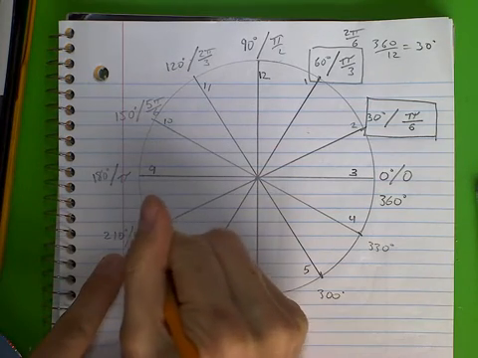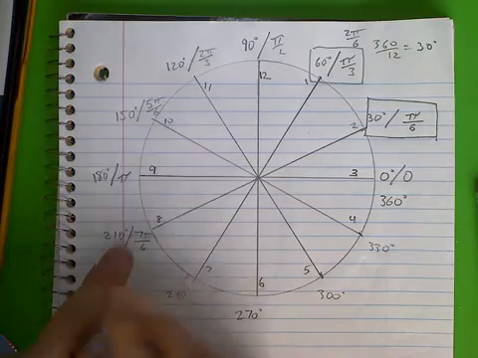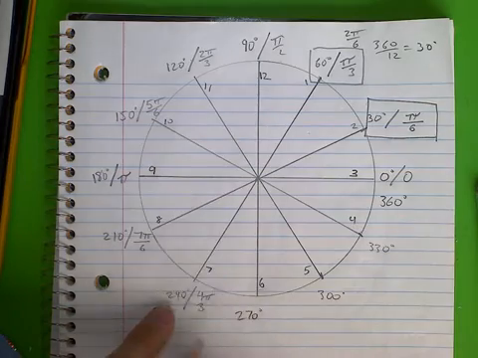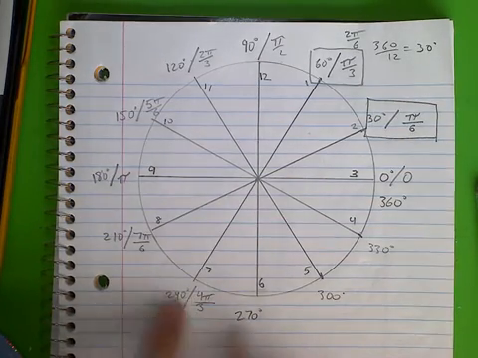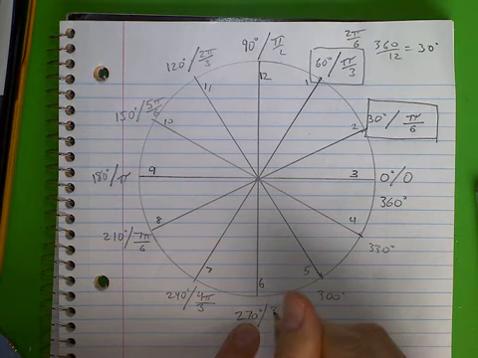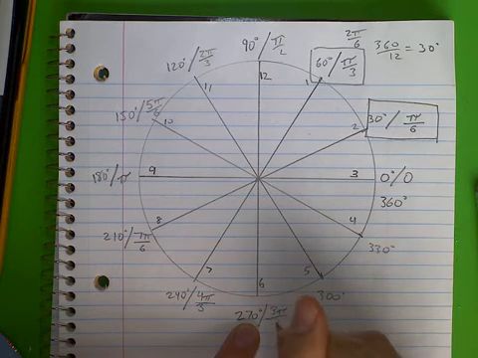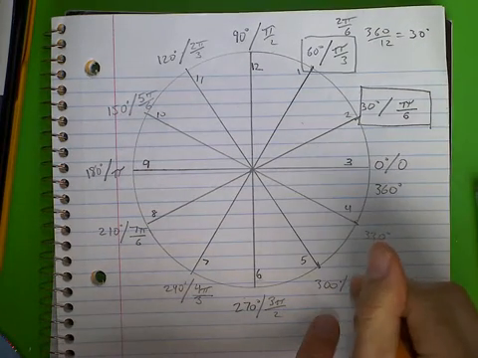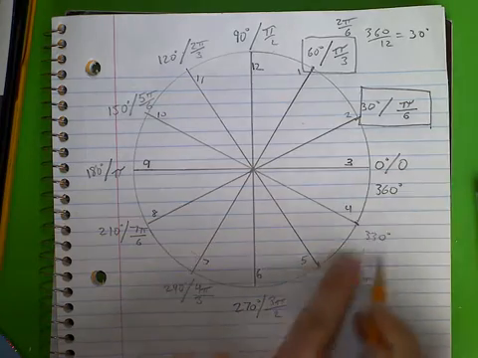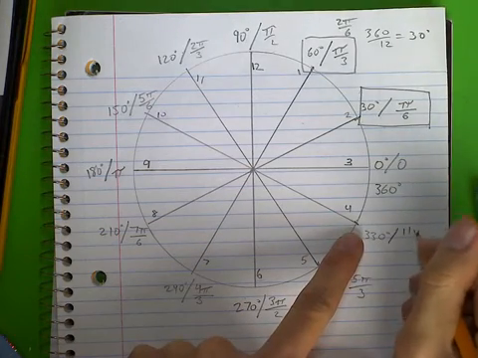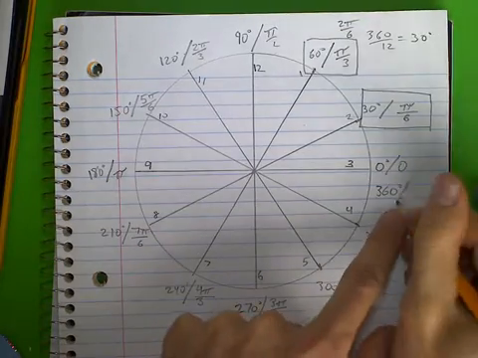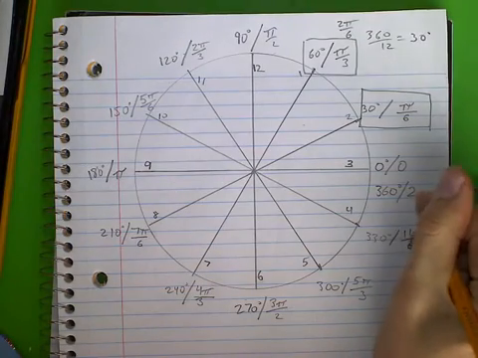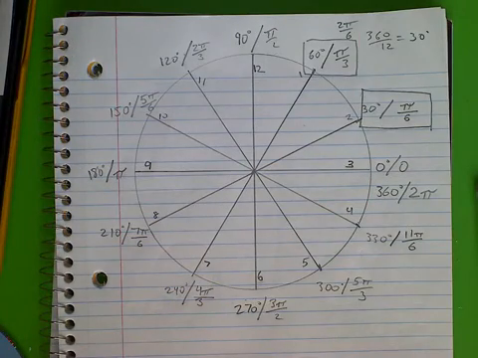7 out of 6 doesn't reduce. 8 out of 6, that's 4/3. 9 out of 6, that's one that we already have. That reduces to 3/2. 10 out of 6, also going to reduce to 5/3. 11/6. And finally, we get to 12 pi over 6 when we've made a complete circle, which is exactly 2 pi. Okay.